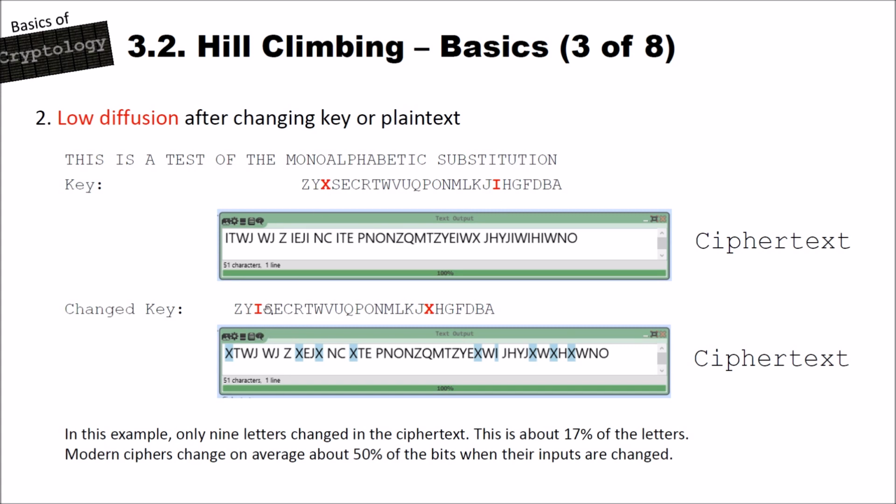And then you see that in the ciphertext we do not have many changes. In this example only 9 letters changed in the ciphertext, and this is about only 17% of the letters. Modern ciphers change on average about 50% of the bits when the inputs are changed, so 50% of the ciphertext is changed. But with classical ciphers, only small parts are changed when you change the key.